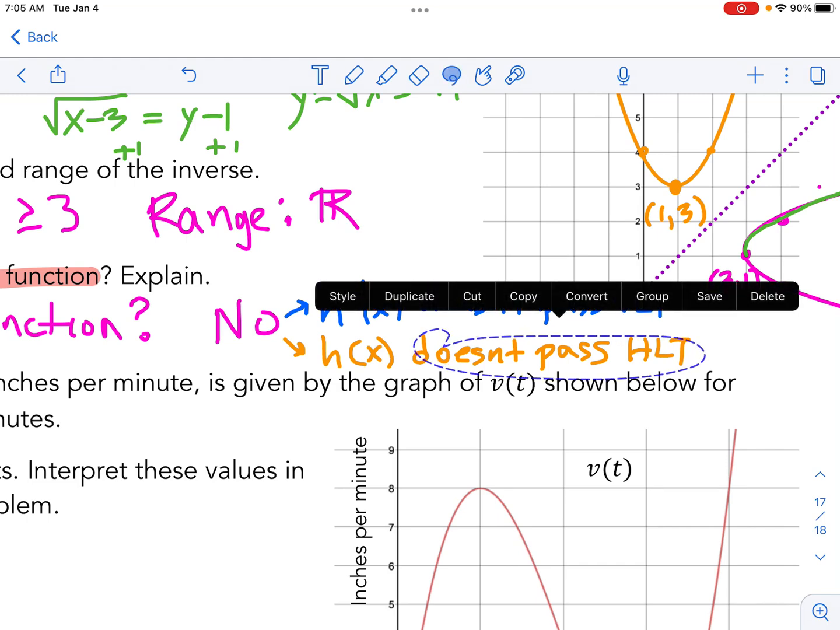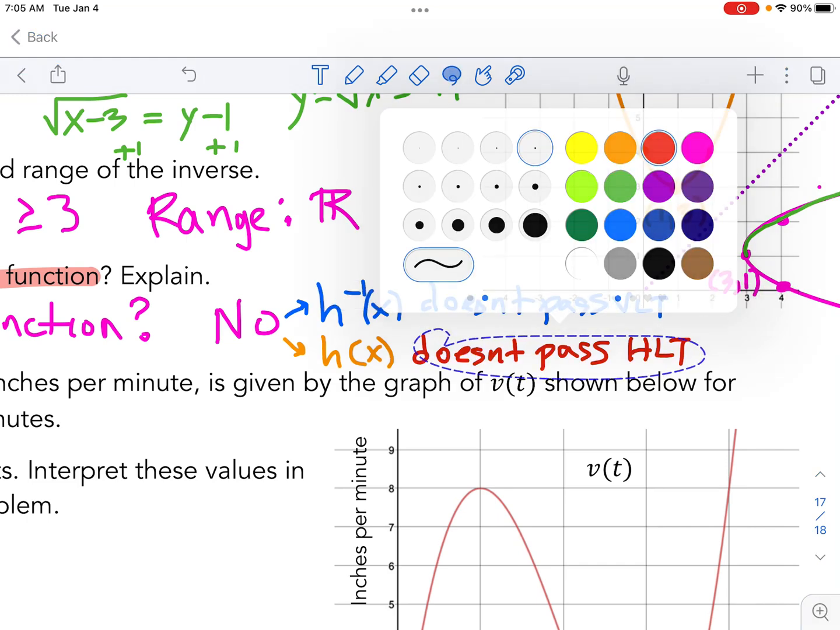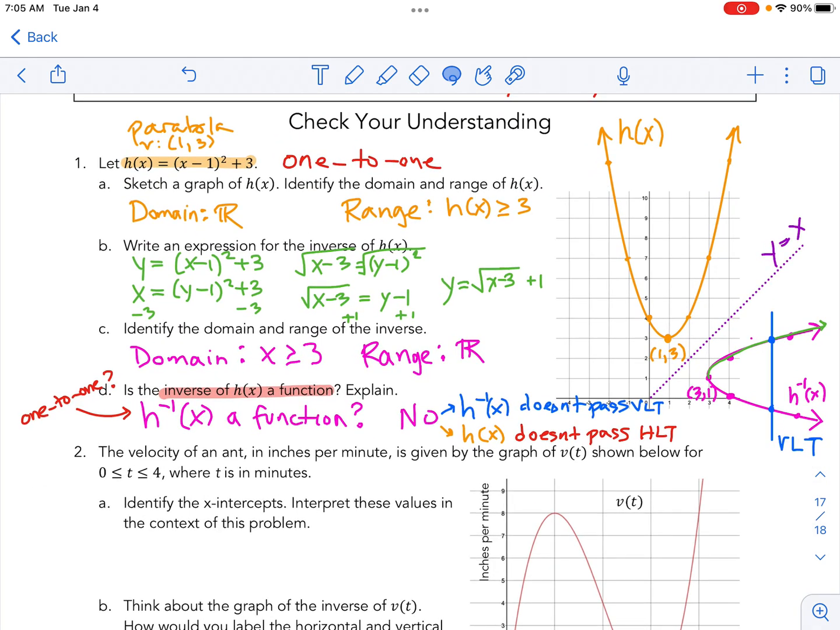I'm actually going to change this color to red, because I'll draw a horizontal line. So coming up here, if we drew a random horizontal line, not getting my color coding right, there we go. We draw a random horizontal line. That's not even horizontal. Let's try that again. There we go. We can see that it touches in 2 points, so this horizontal line test, it doesn't pass.